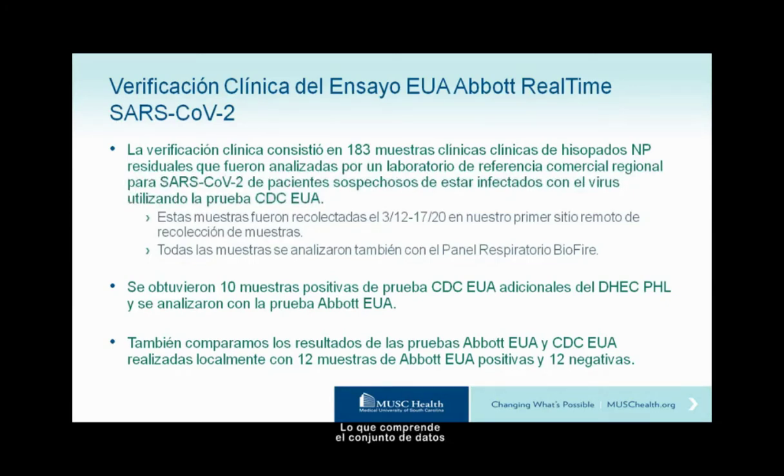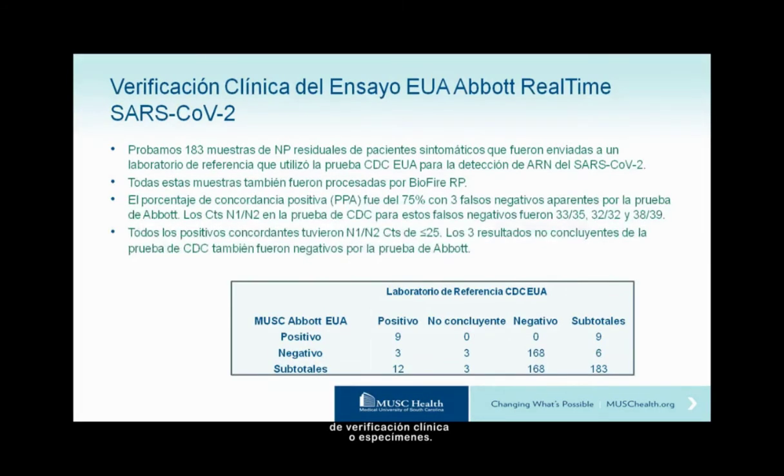So that comprises a clinical verification data set of specimens. So we did 183 residual NP samples. So we've been through these 2 points. The problem is when we looked at our agreement with the regional referral laboratory, it was less than ideal. The positive percent agreement was only 75%. There are a small number of positive specimens in this mix.